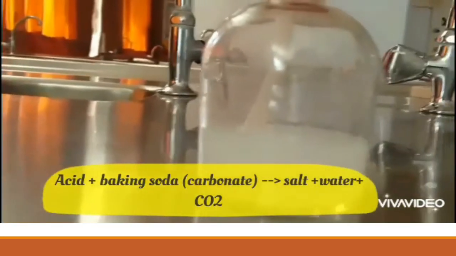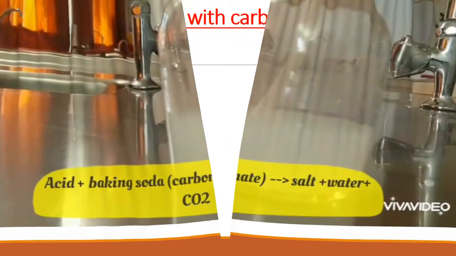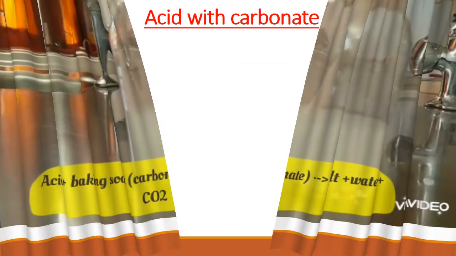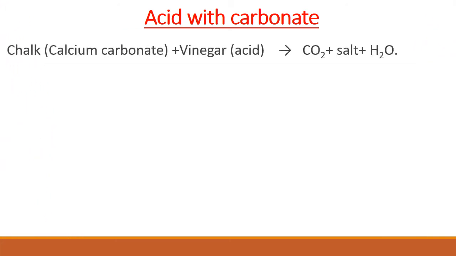So acid plus baking soda gives us 3 substances, which are salt, water and carbon dioxide. So chalk, or the chemical name of the chalk, which is calcium carbonate, plus vinegar, which is the acid, gives us carbon dioxide plus salt plus water. So calcium carbonate plus vinegar are the reactants and carbon dioxide plus salt plus water are the products.